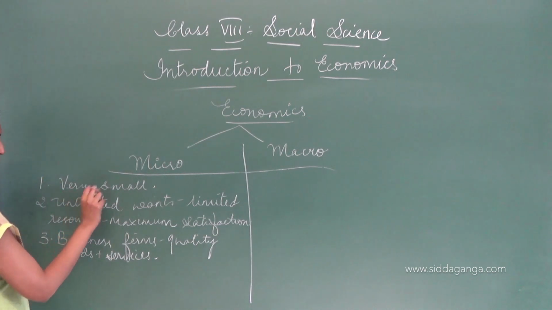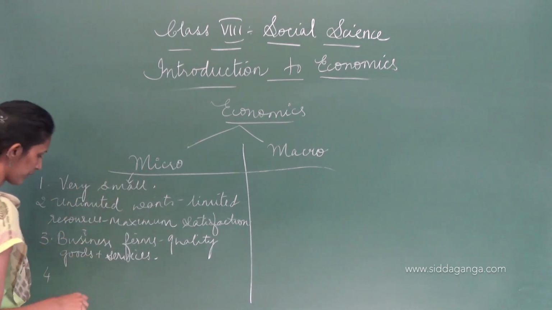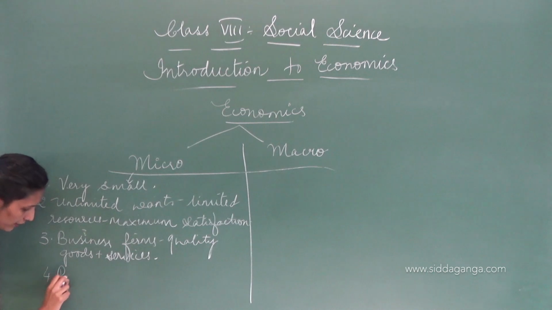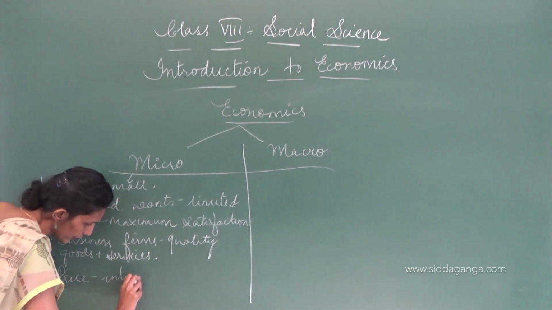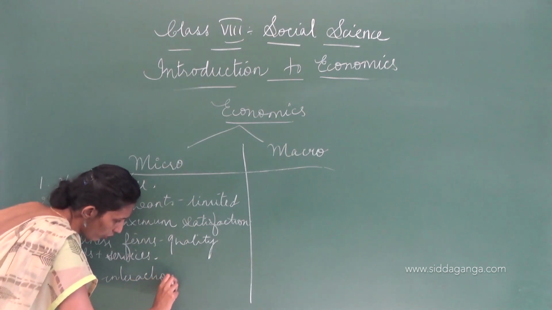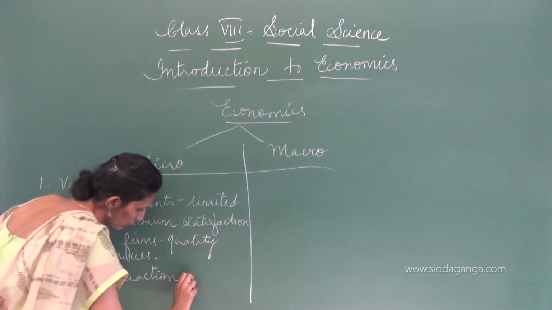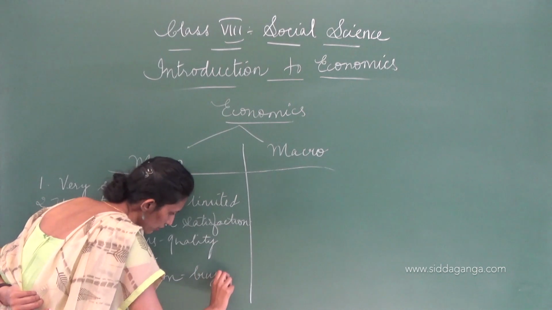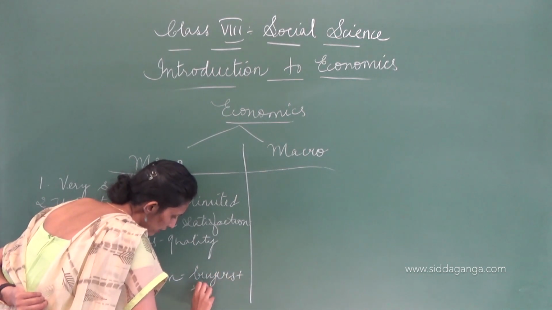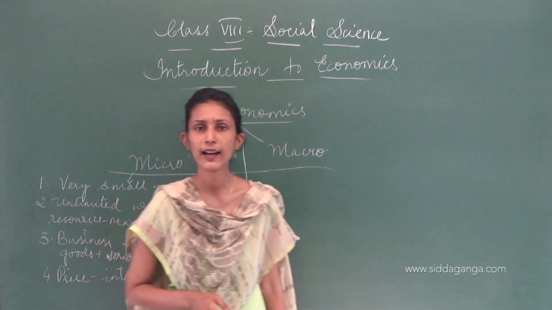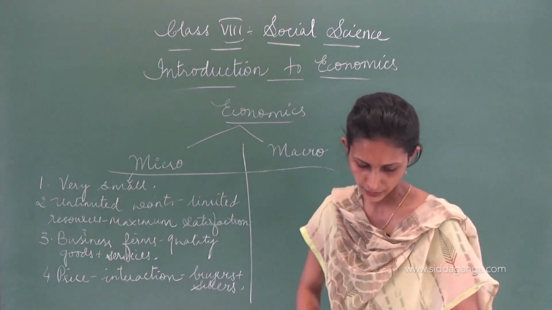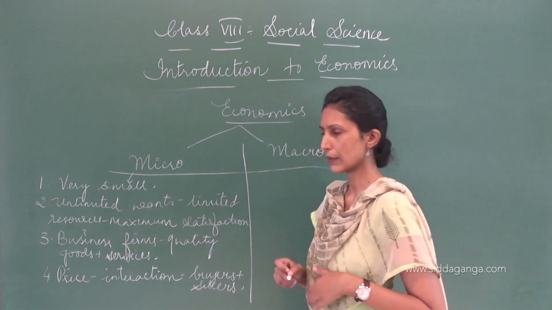First point is what does microeconomics mean. Then price is determined by the interaction of buyers and sellers. All this is microeconomics. Moving on to macroeconomics.